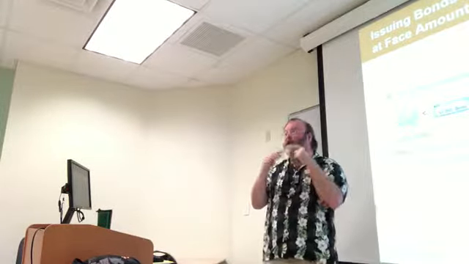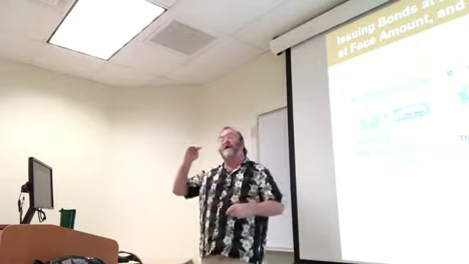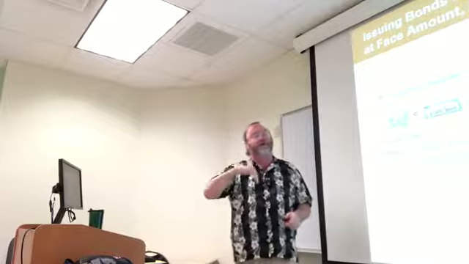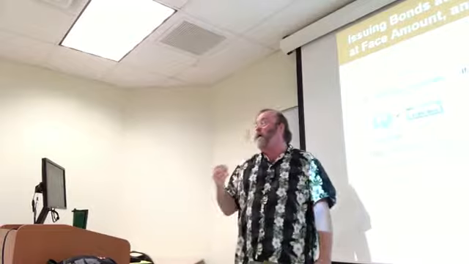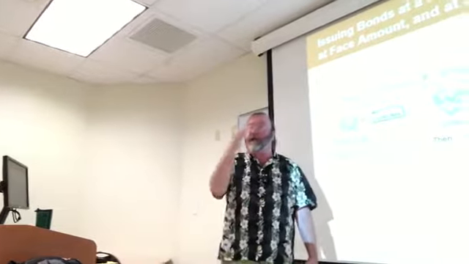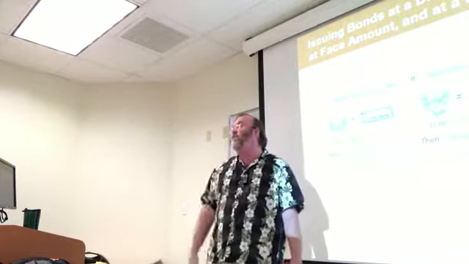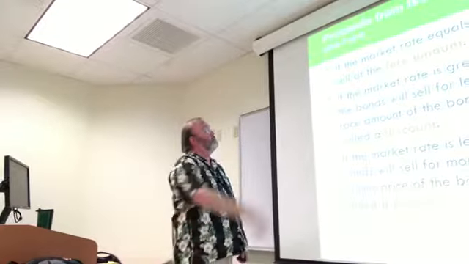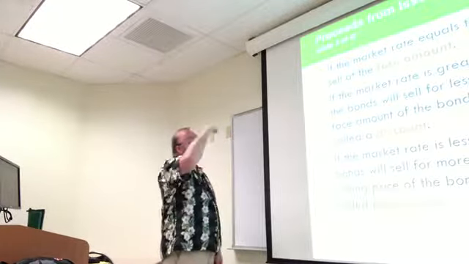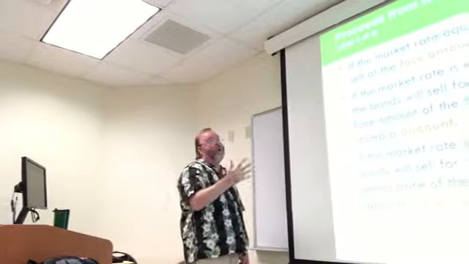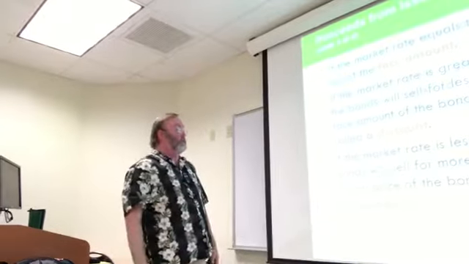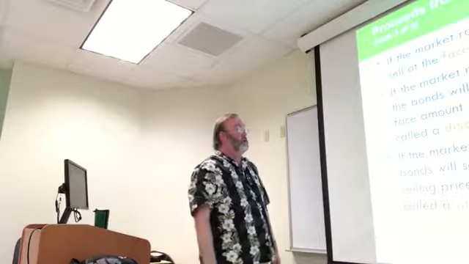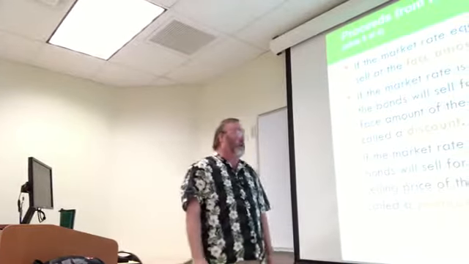If the market rate and bond rate are equal, then it will sell for exactly its face value, $1,000. If the market rate is lower than the face rate, then it will sell at a premium, because you're giving them too much interest every 6 months through the life of this bond. So if the market needs more than what the bond is paying, it will sell at a discount. And if the market rate is less than what it is paying, it will sell at a premium.